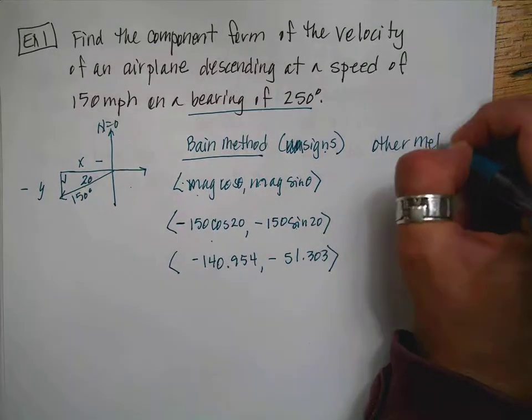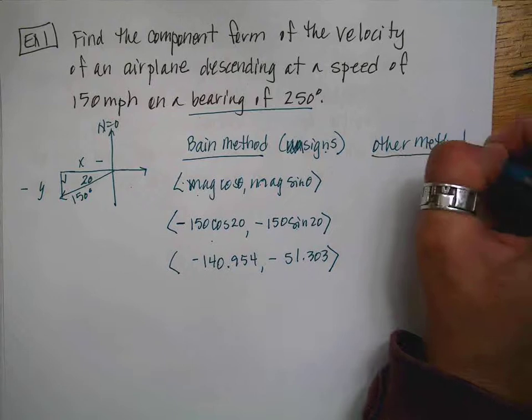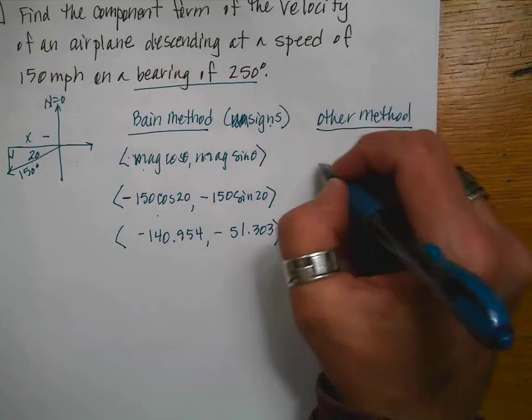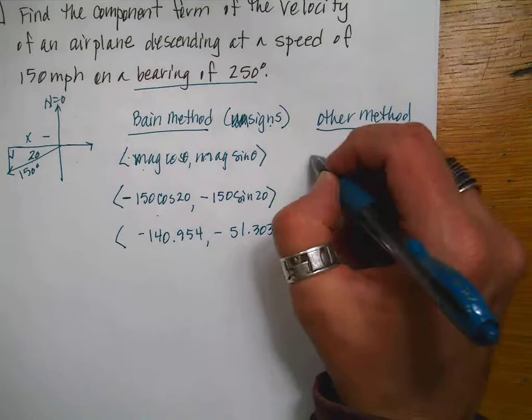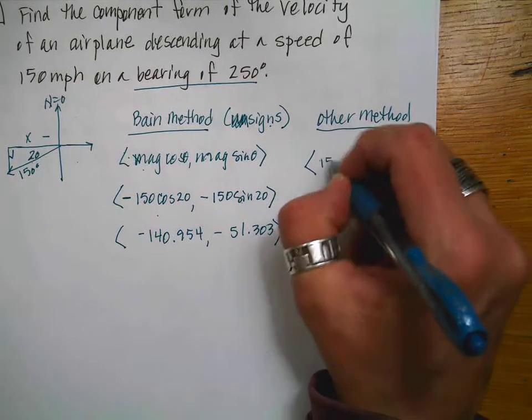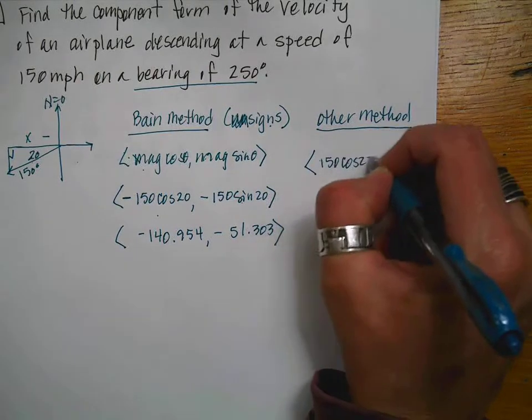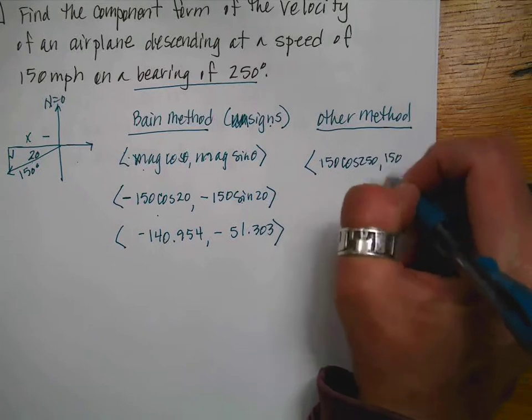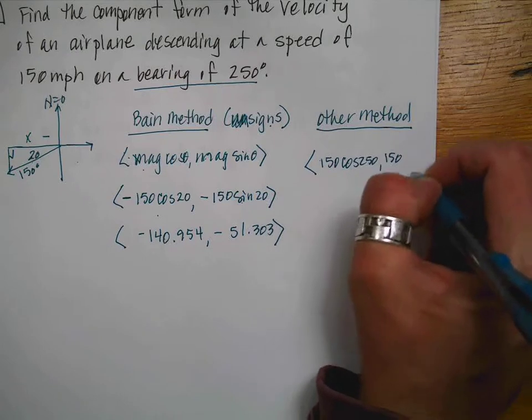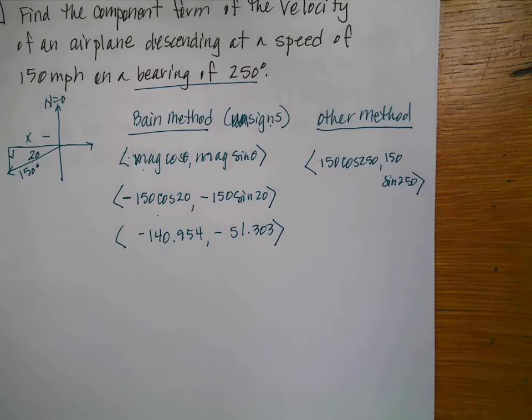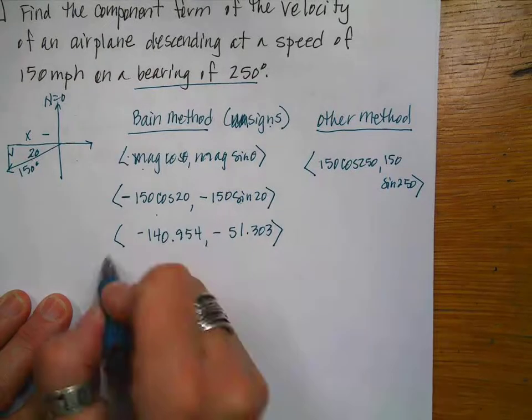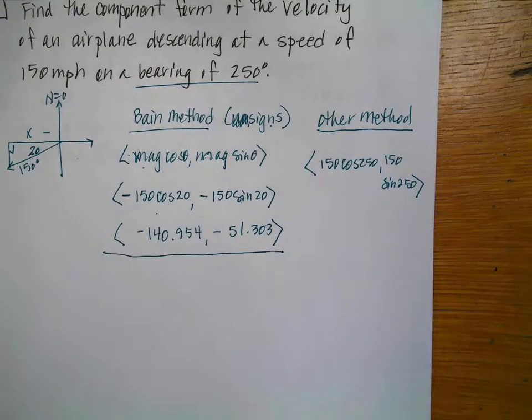The other method, I don't know what to call them, but we'll just call it the other method, is going to manage the original angle, and that manages the signs itself. So it's going to be 150 cosine 250, and it's going to be 150 sine 250. Okay? You can't mix methods. So each method has its own advantages and disadvantages. In my experience, this method students seem to make less mistakes with.